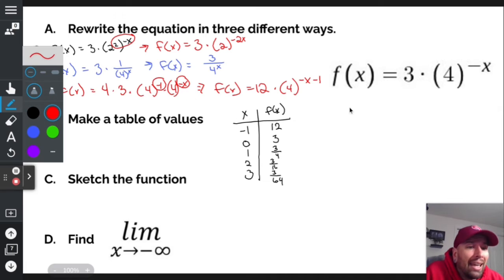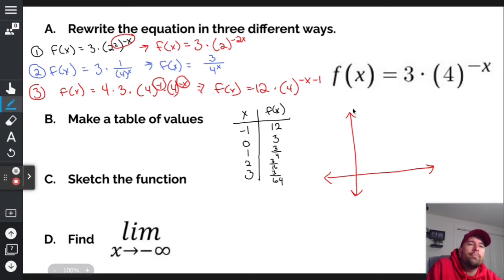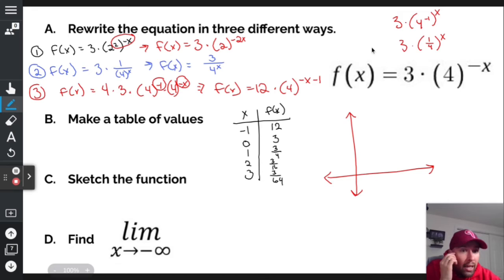This is exponential decay. Actually, it's not exponential decay, you'll see what it is. Let's plug this in. It actually is exponential decay, because I could rewrite this as 3 times 4 to the -1 times x, which is the same thing as 3 times 1 over 4 to the x. There's a fourth way. It doesn't seem like it's exponential decay at first because of that 4, but it is exponential decay.